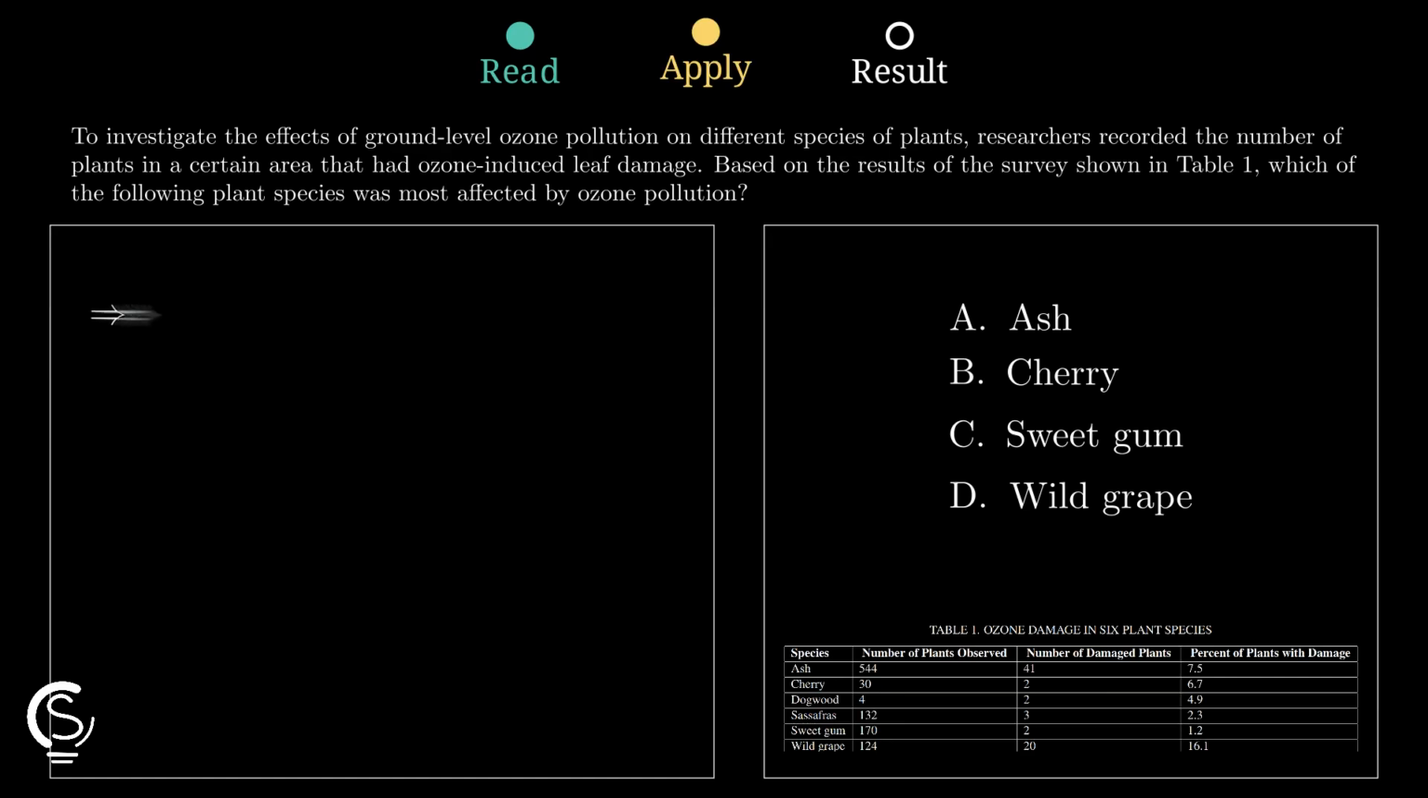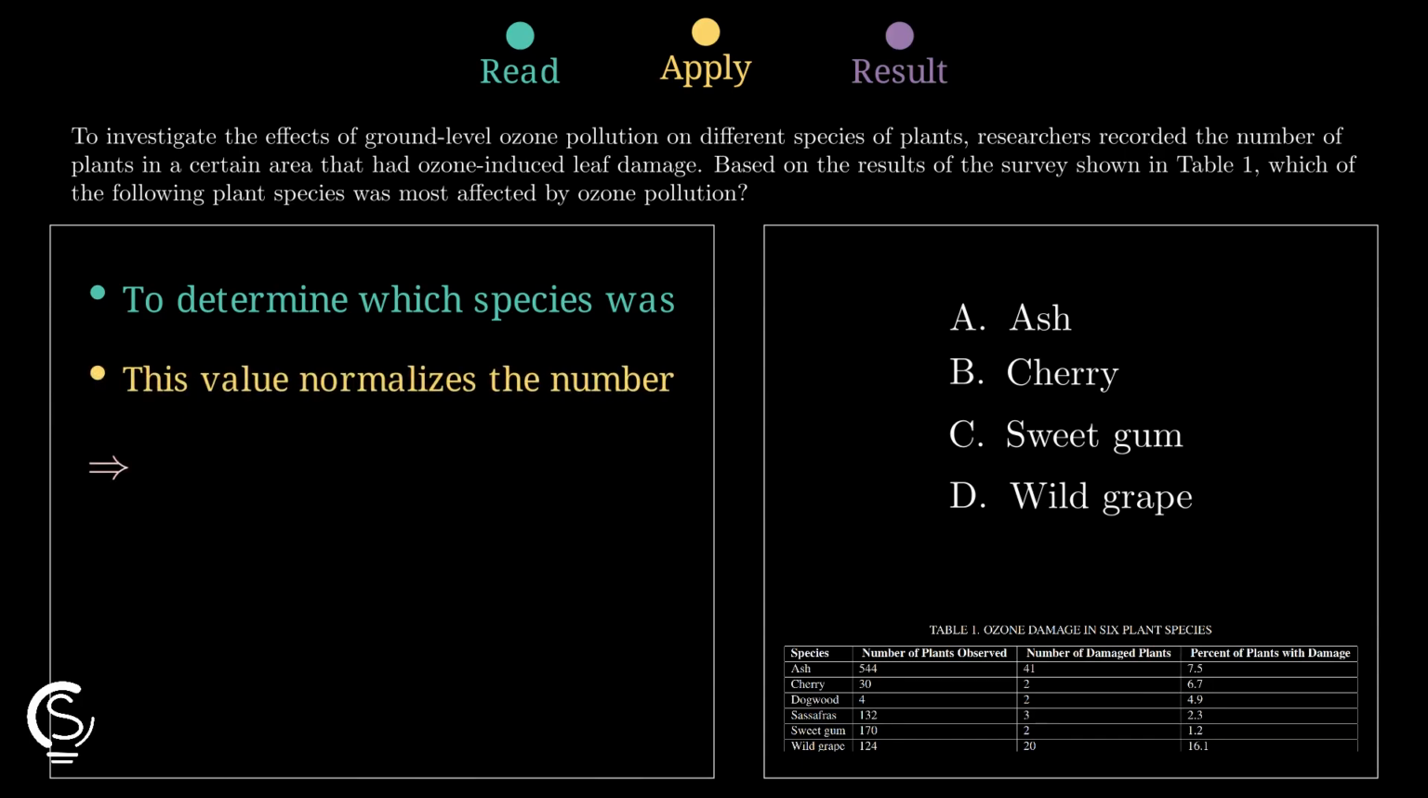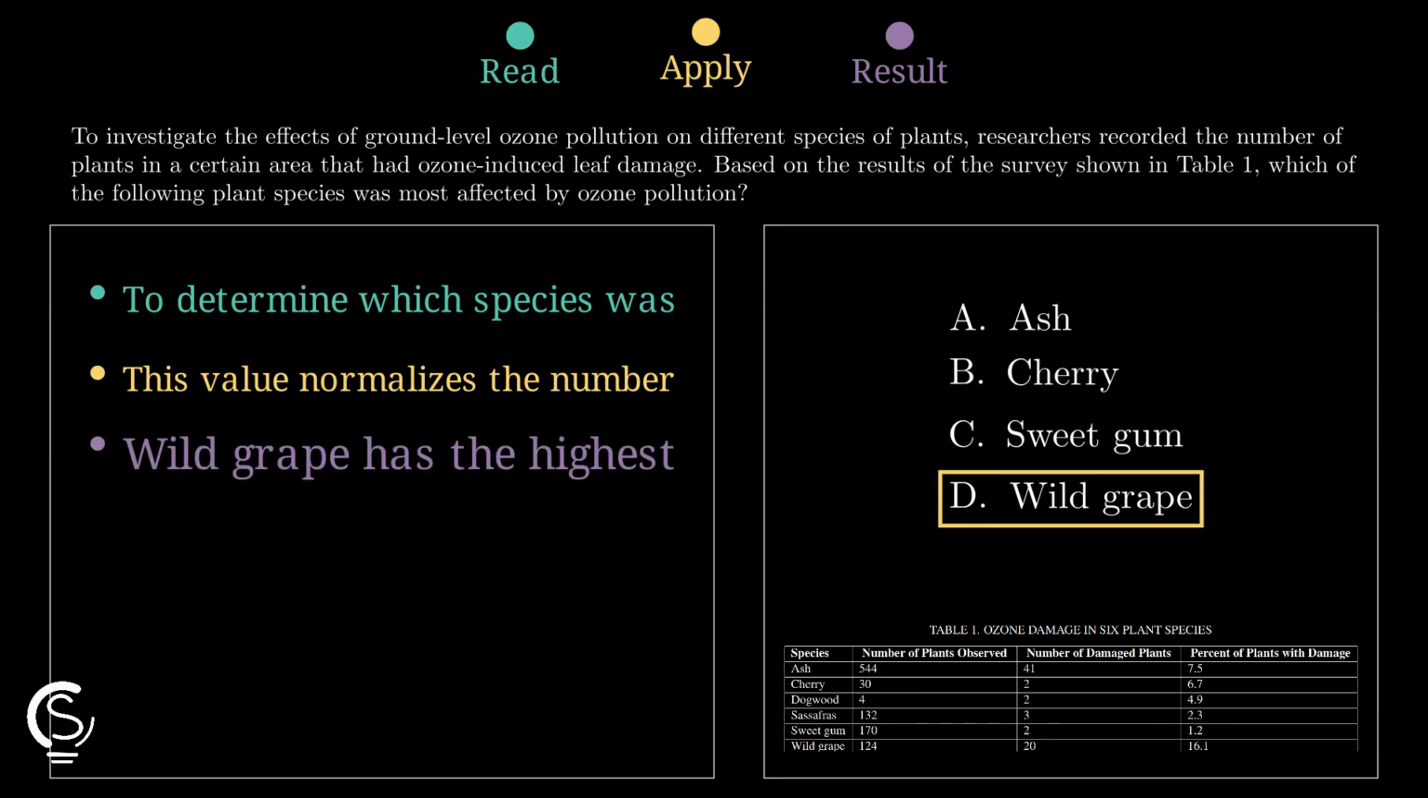That means using the value that normalizes the number of damaged plants, because raw counts alone can mislead when species appear in different amounts in the surveyed area. Once you compare those normalized values, wild grape comes out highest, which means it was the most affected species, and makes option D the answer.